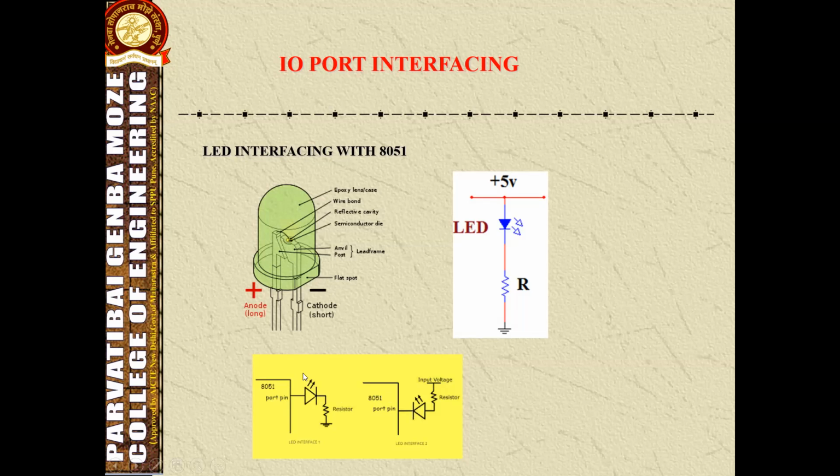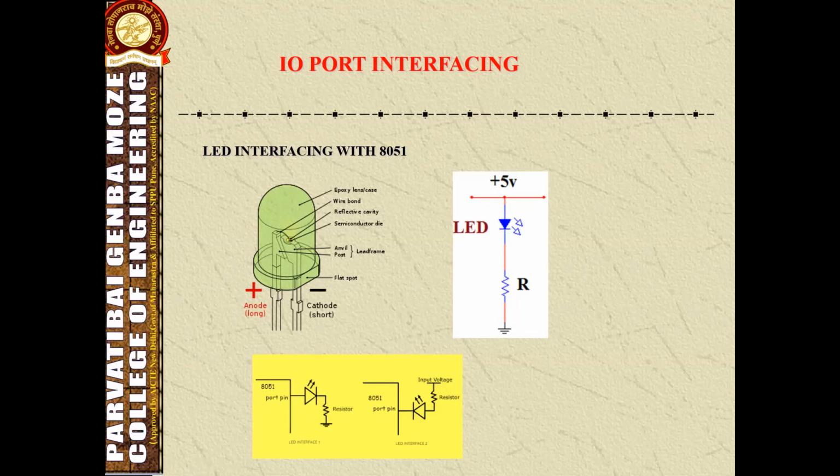There are two ways of connecting this LED to an 8051 pin. In the first method, the anode terminal is connected directly to the pin and the other terminal, the cathode of the LED, is connected directly to ground. What will happen with this connection?